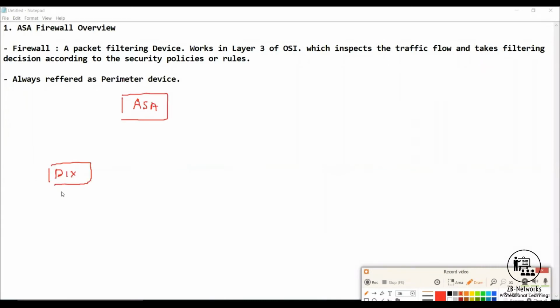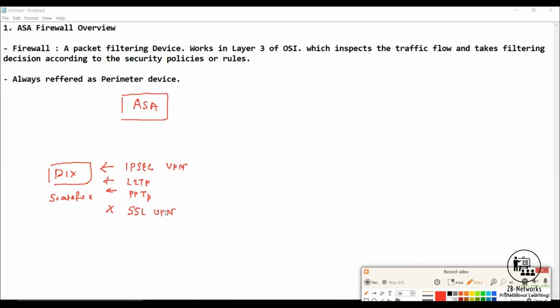But PIX was lacking one important VPN solution. Though it was doing the stateful way of packet filtering, it supported IPsec VPN. It had the capability of L2TP based VPNs. It had the capability of PPTP, right? But what was lacking in the PIX firewall was the capability of SSL VPN.